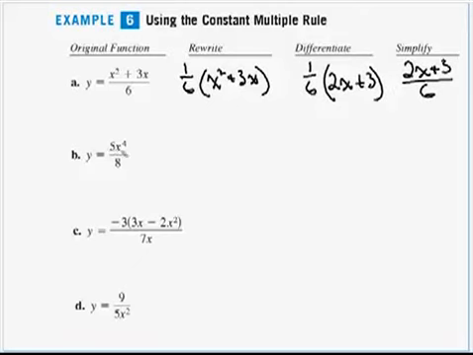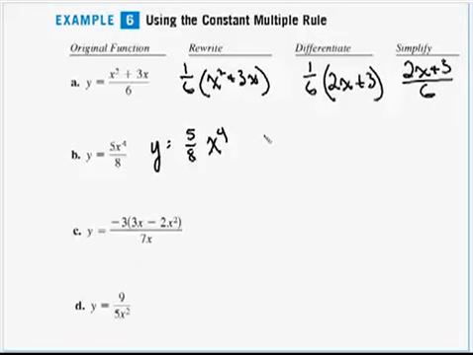Letter B, we have 5x to the 4th over 8. Again, because there's no sums or differences in that numerator and denominator, we just have these constants, we can just pull that out front. Y equals 5/8 x to the 4th. And now we can just derive it.